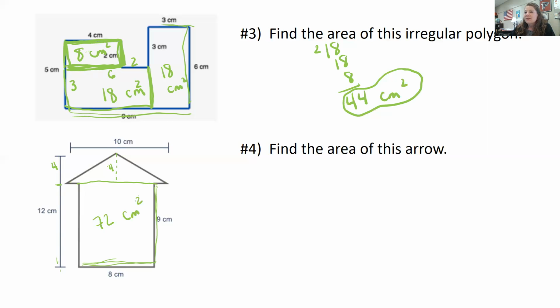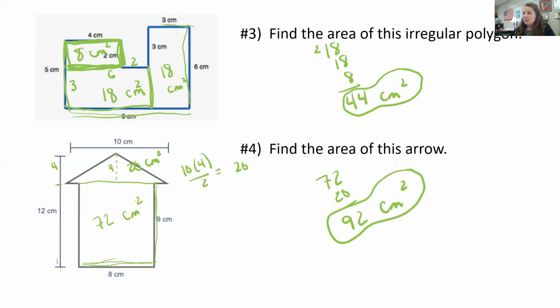Well, 10 times 4 is 40, but then we have to half it because it's a triangle. So the area of the triangle on top is 20 centimeters squared. And finally, we're going to add the area of the rectangle plus the area of the triangle, and we get 92 centimeters squared. There we go.